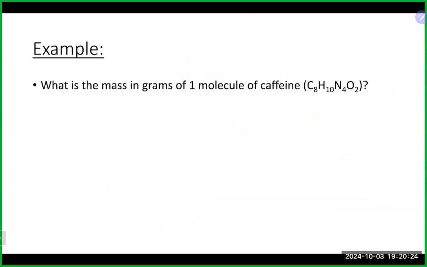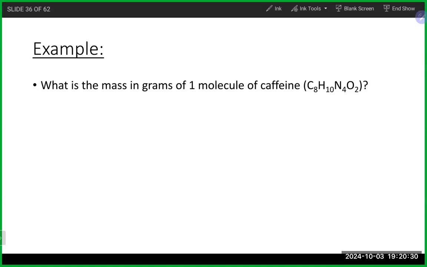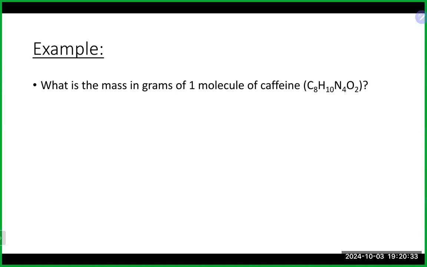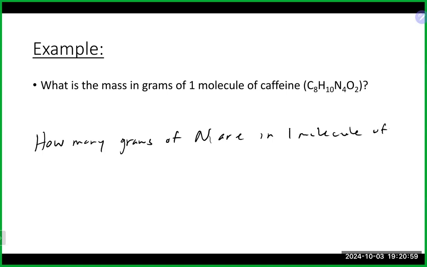All right, let's try this one here. So why don't you do, what is the mass in grams of one molecule of caffeine? And then why don't you also do, how many grams of nitrogen are in one molecule of caffeine? All right, so work out both of those, see what you come up with.